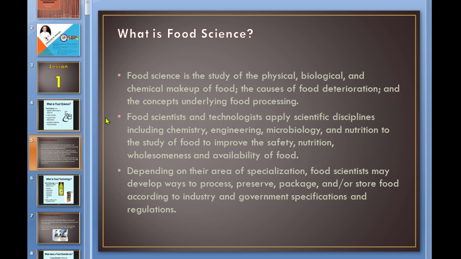Okay? So on the third paragraph, class, it's been said that depending on their area of specialization, food scientists may develop ways to process, preserve, package, and or store food according to industry and government specifications and regulations. Okay, when we are talking about specialization, for example, I am good at wine, I am an expert in studying wines and making juices or other liquors or liqueurs.